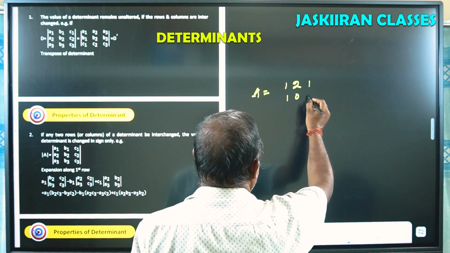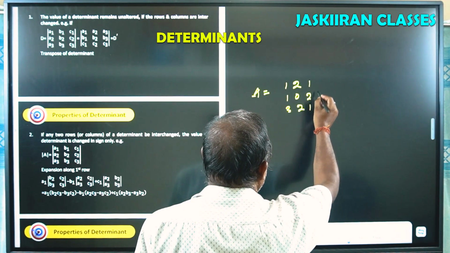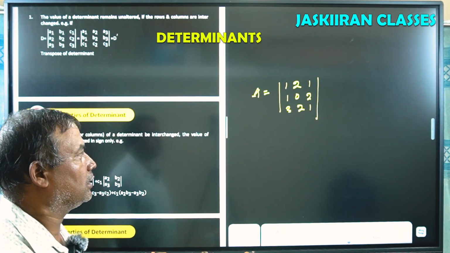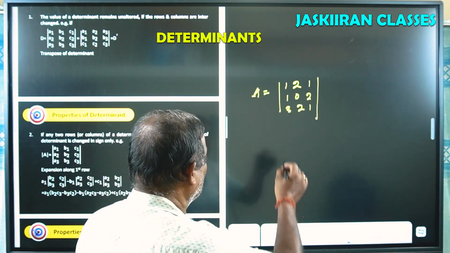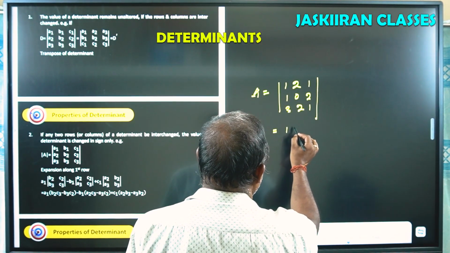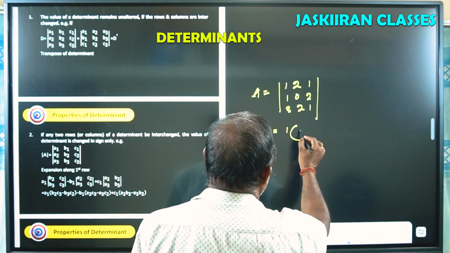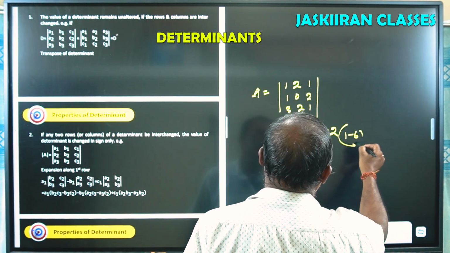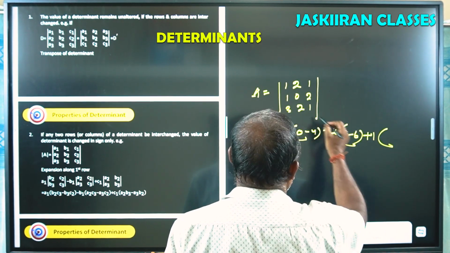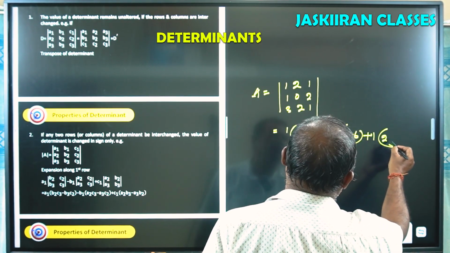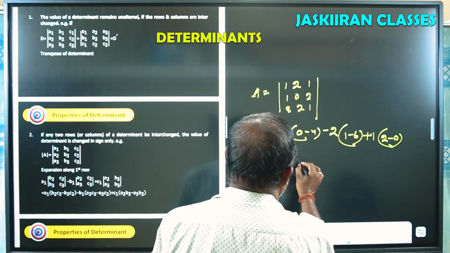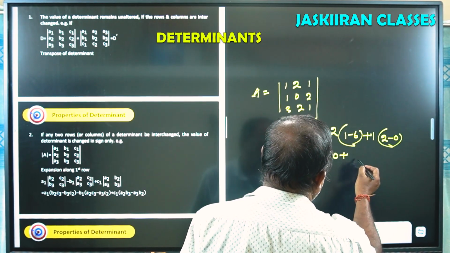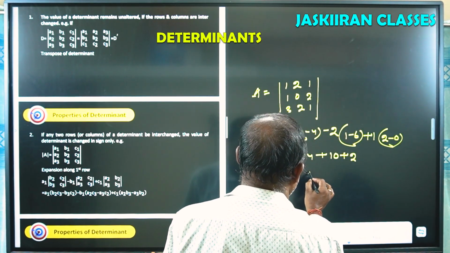Select del is equal to the matrix with rows 1, 2, 1; 1, 0, 4; 2, 1. Let del equal to 1, 2, 1; 1, 0, 2; and 3, 2, 1. Now let us expand it: 1 into principal diagonal minus secondary diagonal, minus 2 into 1 minus 6, plus 1 into 2 minus 0. So that is minus 4 plus 10 plus 2.